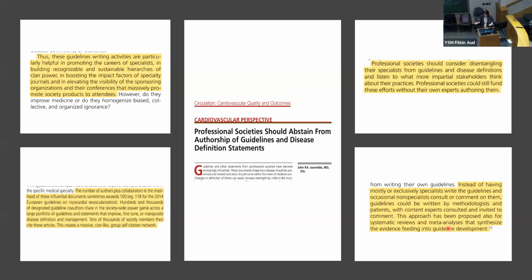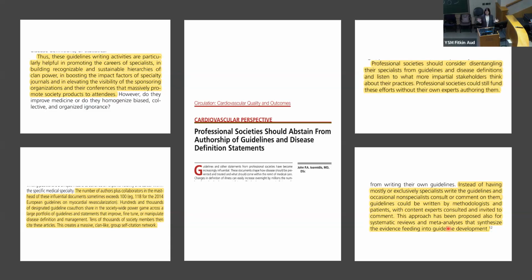Why is this even controversial? So this man, John Ioannidis at Stanford, published this paper a few years ago, basically saying that guidelines are there to promote self-citation within societal journals, to make it powerful, to make money, to get people to come to the conference. There's sometimes hundreds of authors on these guidelines, and then everybody in the society keeps publishing or citing them, and it becomes this big self-citation machine.